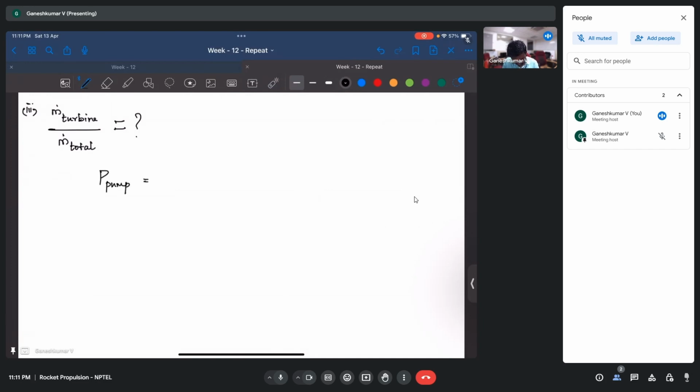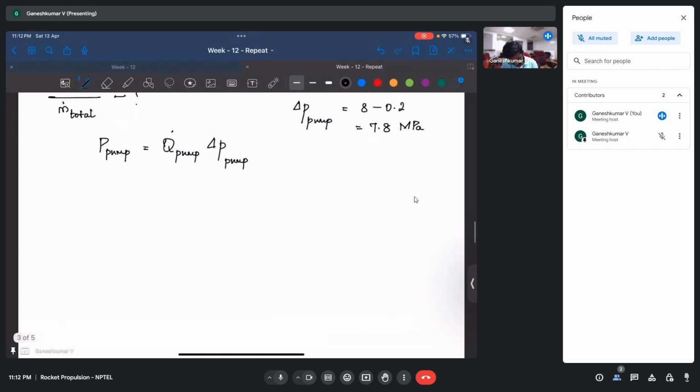The power of the pump, how do we calculate? We have to multiply the volume flow rate through the pump and the pressure difference across the pump. The pressure difference across the pump is, we know, either grad P or delta P. So let's write it delta P. The pressure difference across the pump is nothing but 8 megapascal minus 0.2 megapascal, which is going to be 7.8 megapascal. This is the pressure difference across the pump.